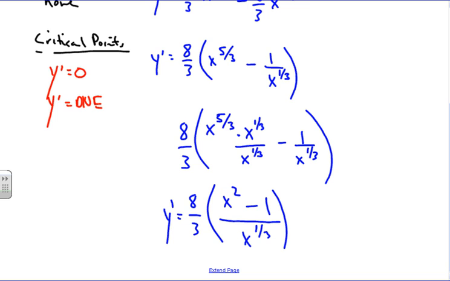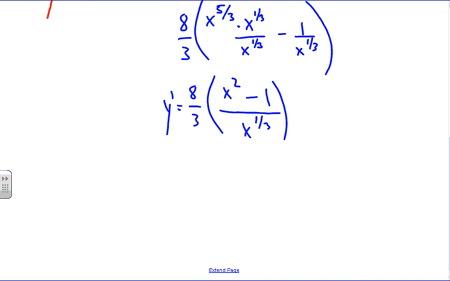So once we have our derivative, which is located there, we're going to find our critical points. So when does y prime equal 0? Once again, you take the numerator and set that equal to 0. So we have x squared minus 1 equal to 0, and x is going to equal positive or negative 1.